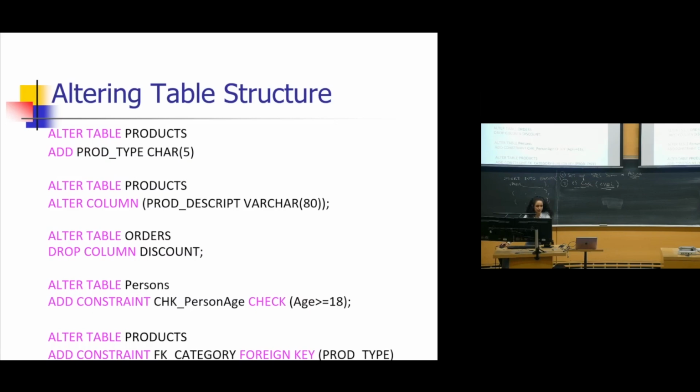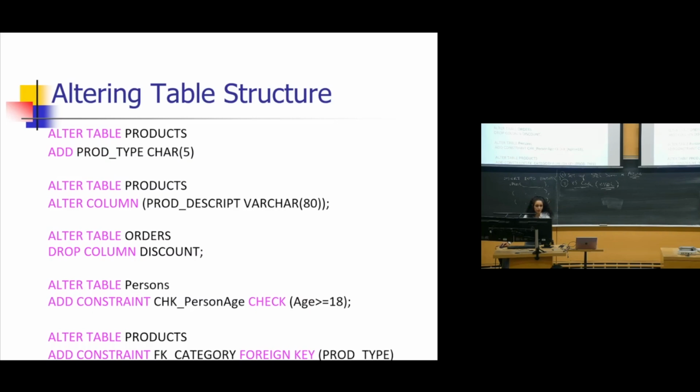And then if you want to change the data type of a column, for example, let's say a column is numeric and you want to change it to integer, or if it is char, you want to change it to varchar, and so on. This is how you change that, okay? So you write alter column, and then you specify the new data type.